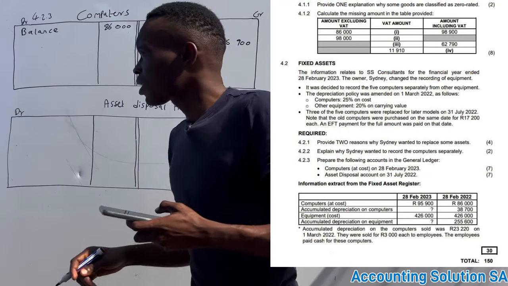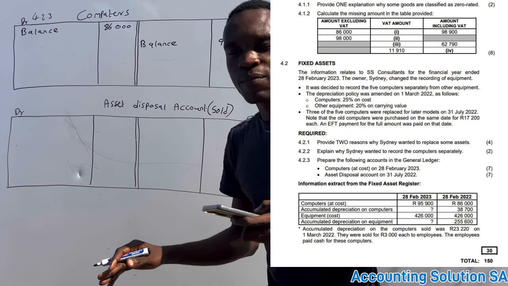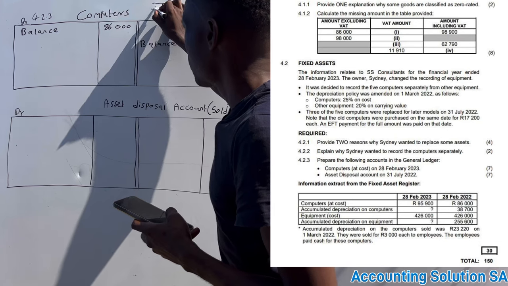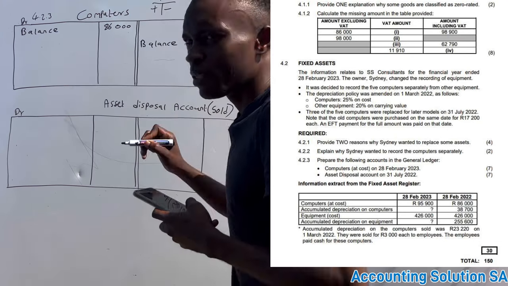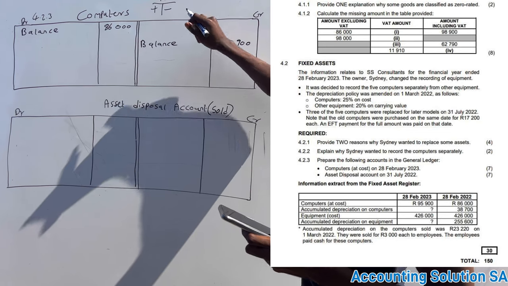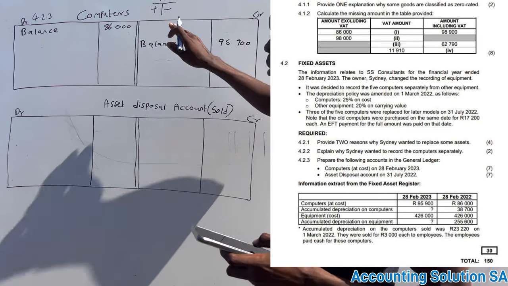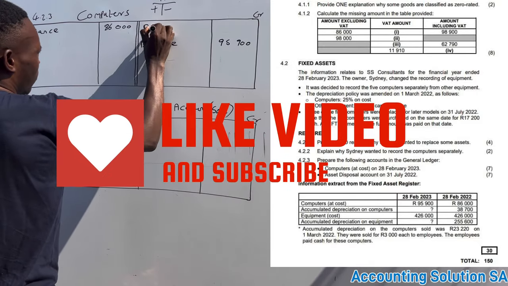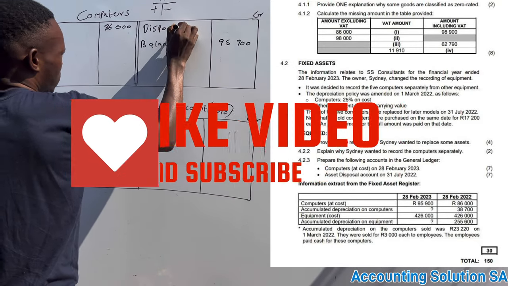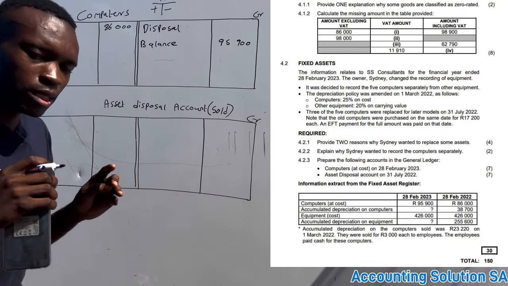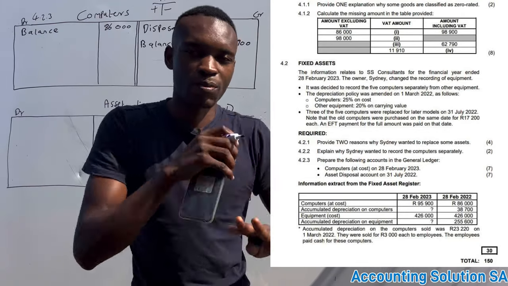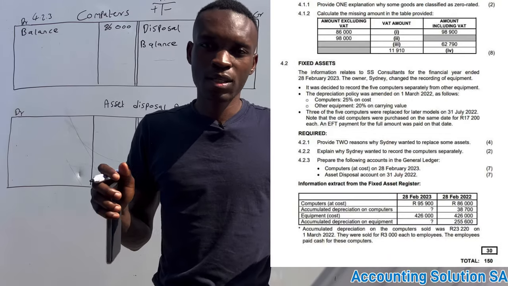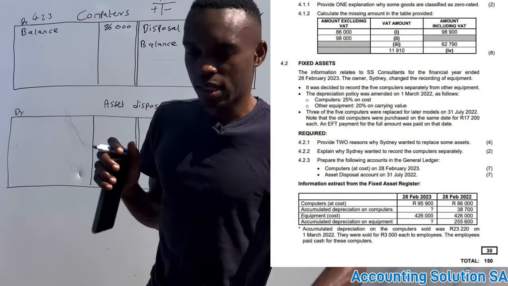The next one, remember, computer is an asset. Assets increase on the debit and decrease on the credit, which means that the ones we sold, we have to derecognize this side. We have to subtract them on the credit. We have a disposal here. Please note that this account does not record any depreciation or accumulated depreciation. It's for cost price only, whether we purchase or sell, we record it here.